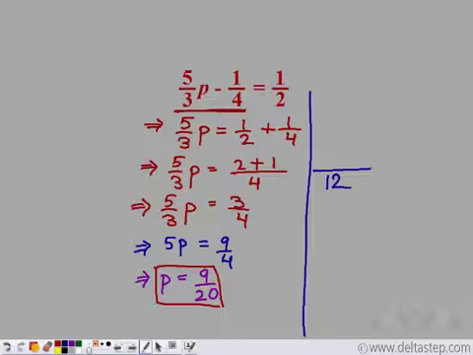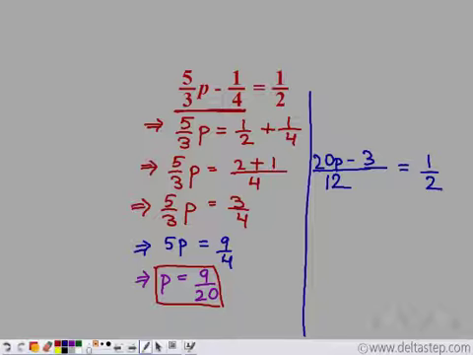3 into 4 gives us 12. So we multiply the numerator by 4. 5p into 4 is 20p. We have a minus. 4 into 3 gives us 12. So we have to multiply the numerator by 3. 1 into 3 is 3. And we have half on the right hand side. So we get 20p minus 3 by 12 is equal to half. This equation is the same as this, only it's written in a different form.